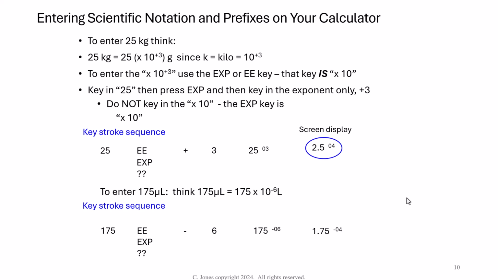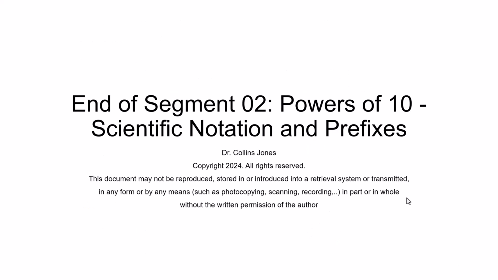So this will be 175 is 1.75 times 10 to the power of 2. So 1.75 times 10 to the power of 2 times 10 to the minus 6 is 1.75 times 10 to the 2 plus negative 6, which gives us 1.75 times 10 to the minus 4th. And that, after we see the screen display, is the end of segment 2.